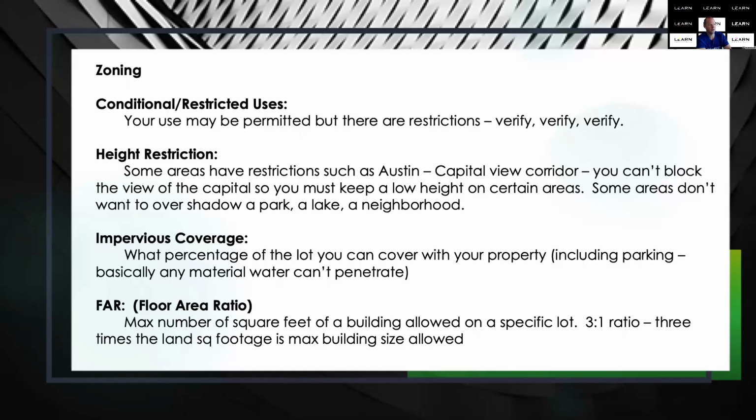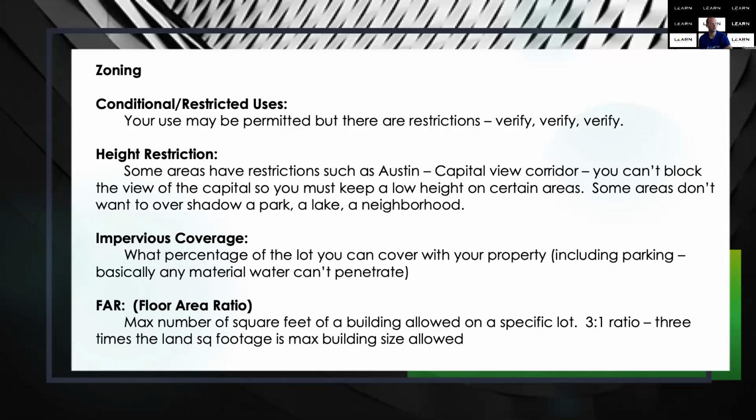Conditional restriction uses. Your use may be permitted, but there are restrictions. So verify, verify, verify. For example, we just closed on a piece of property. It was zoned industrial, but the restriction was you couldn't have a metal building. It had to be brick facade per the deed, not even the city zoning. So just check and verify.